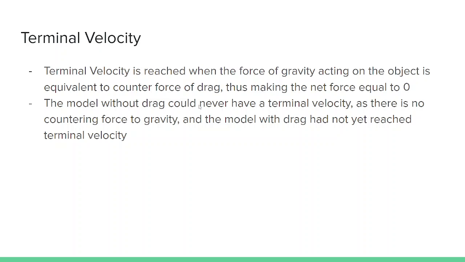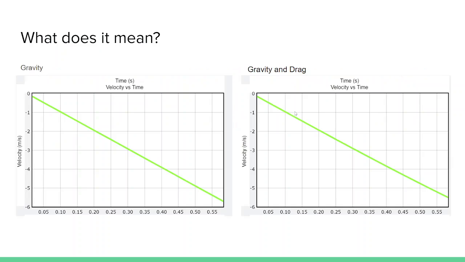And then the model without drag will never have terminal velocity because there's no counter force to gravity, thus the speed will just keep increasing and increasing. And the model with drag has not yet reached terminal velocity, as you can see, because it has not changed speeds very much.